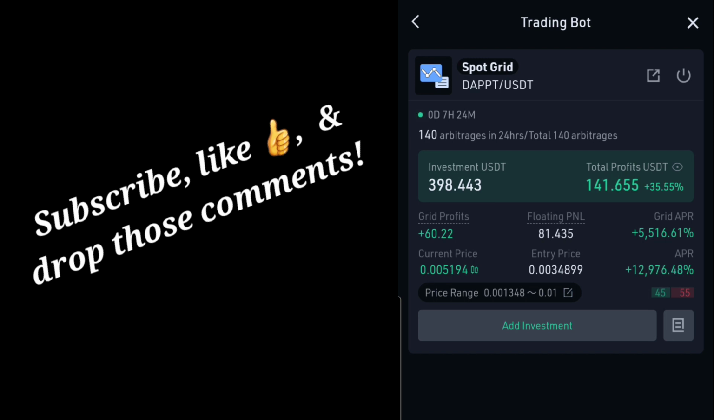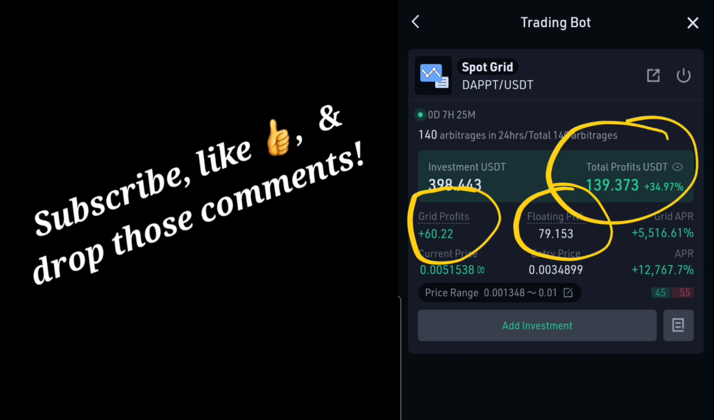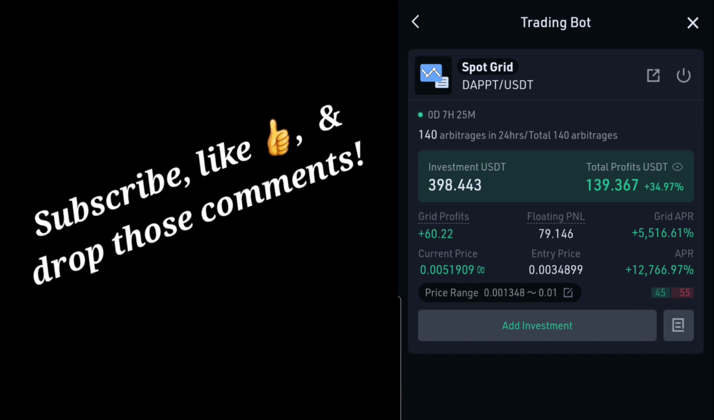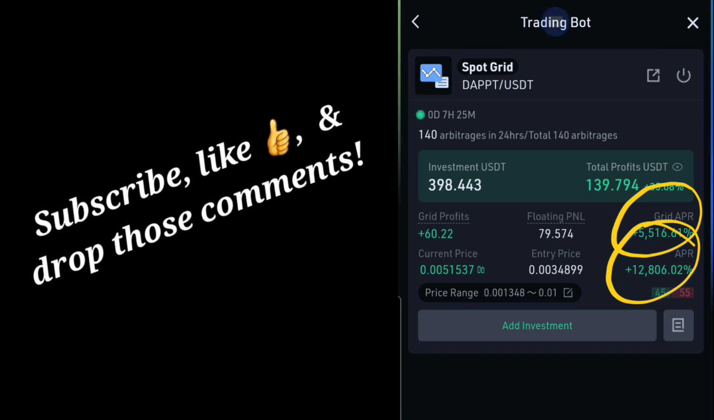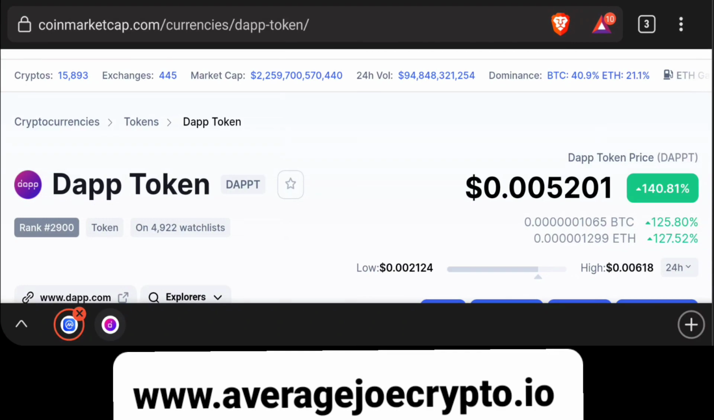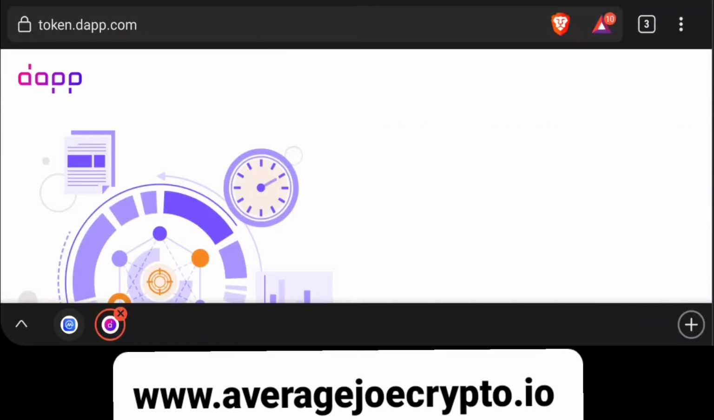I would like to first point out, before we jump into the charts and the details around this project, that on this grid trading bot, you can see the current grid profits are up 60, and you can see floating profit and loss at 79. So that's why the total profits is showing 139. Also, guys, you can see the current grid APR is 5,500%, and the total estimated APR here is 12,800%.